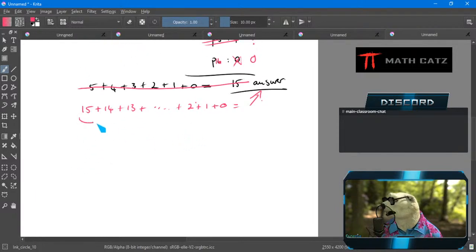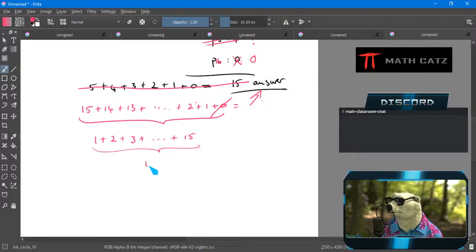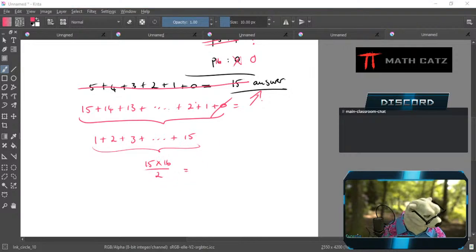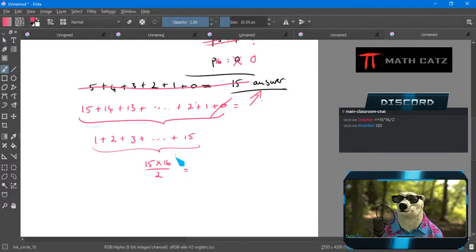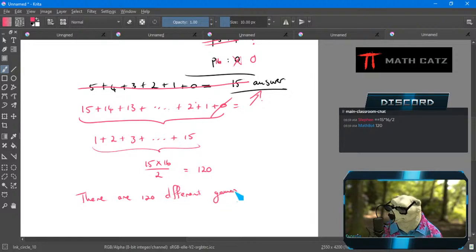There we go. So now this, I can rewrite. Well, the 0 doesn't matter. It doesn't contribute anything. And then I can swap them around. 1 plus 2 plus 3 all the way to 15. And that fits the formula perfectly. I have a formula for this. It's 15 times 16 over 2. Wow, look at that. 15 times 16 over 2. And there are 120. So I could say there are 120 different games played. Done.